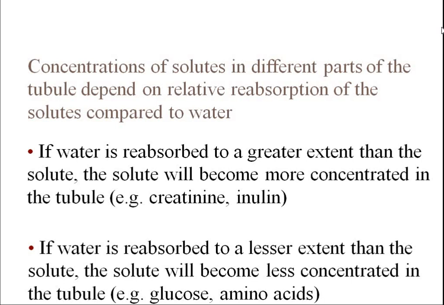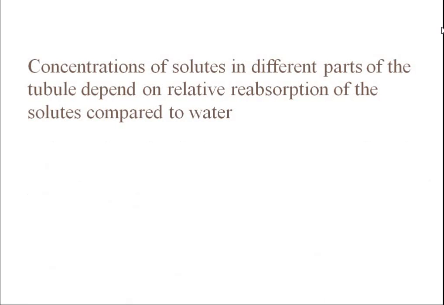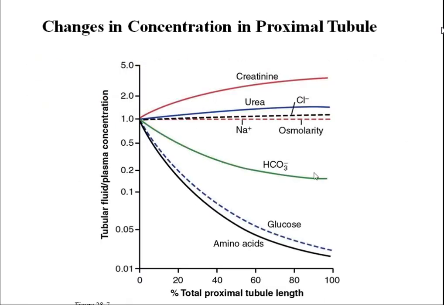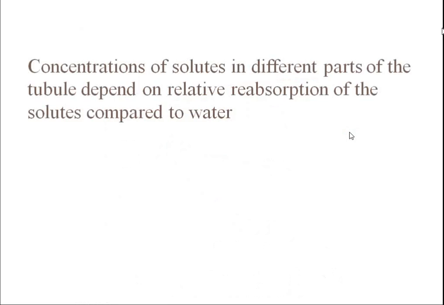Glucose and amino acids are completely reabsorbed in the PCT, while if we compare it with water, they are much more reabsorbed and therefore their concentration decreases. I'll show this graph again. You can see clearly that these substances, their concentration goes on decreasing because these substances are reabsorbed much more than water. So their concentration falls, while these substances are not reabsorbed much, so their concentration will increase, while sodium and chloride, the water follows them, and their concentration almost remains constant and the osmolarity is maintained.